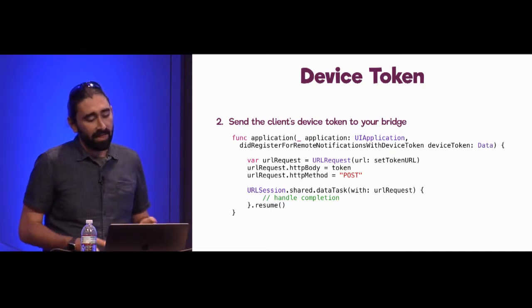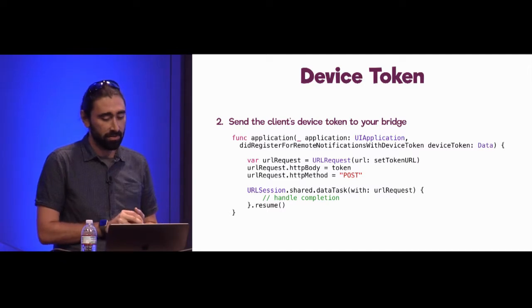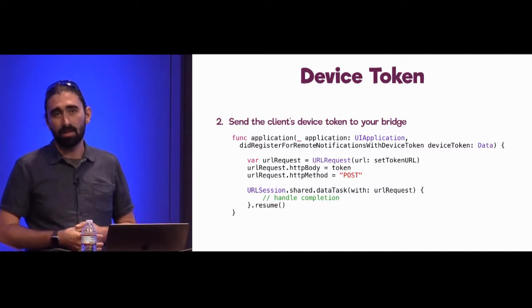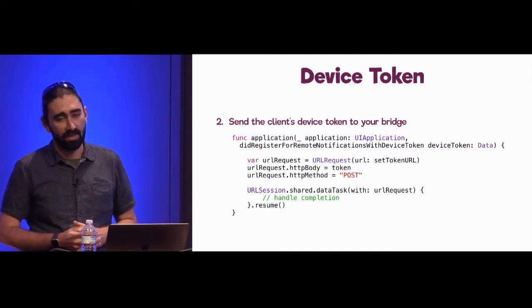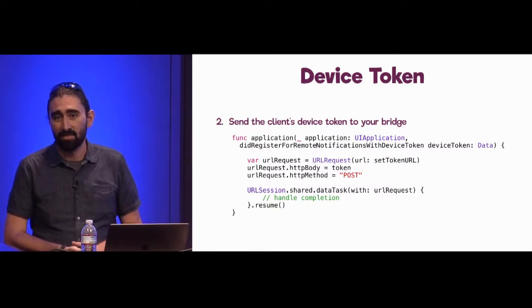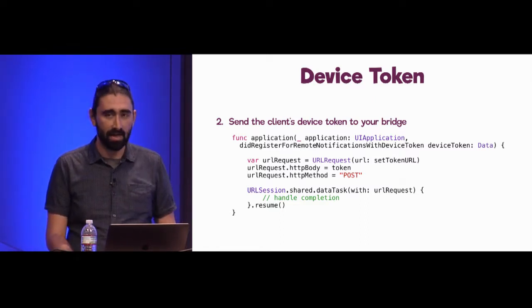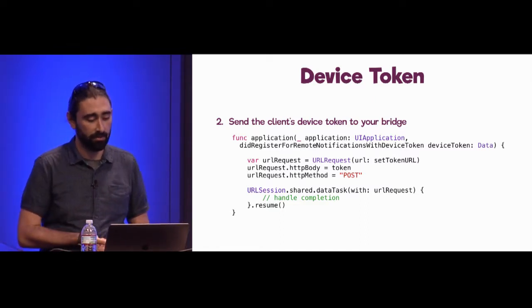And then here we get this callback, application did register for remote notifications with device token. And this is where we actually get a data object that contains the device token for your device. This is device specific. This is what enables Apple's push system to actually push that message to your particular phone.